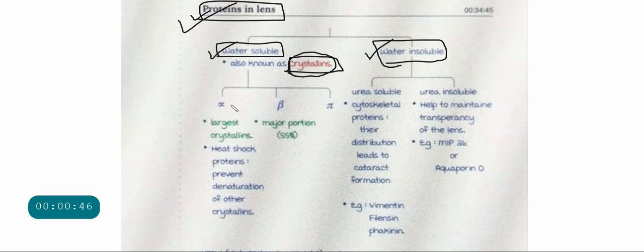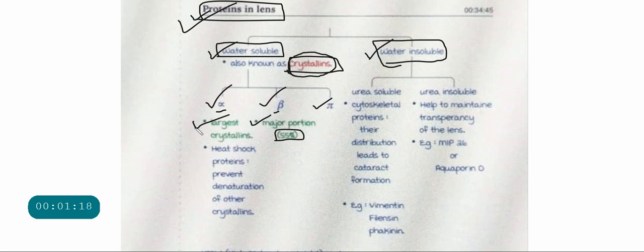Now these crystalline proteins are further of three subtypes: alpha, beta, and delta. The major ones we are going to study are the alpha and the beta. The alpha crystalline is the largest crystalline. The beta crystalline is the major portion forming crystalline, approximately 55% of the water soluble crystalline is formed by the beta crystalline.